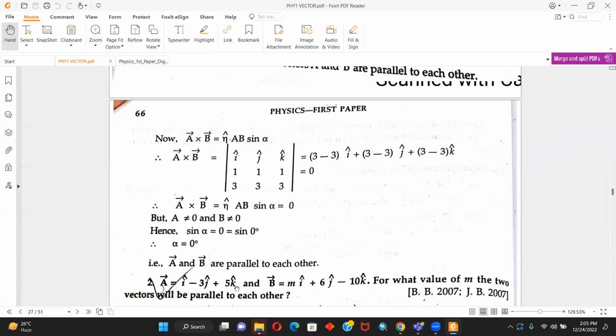So first of all, take i, j, and k. Then the coefficients will be 1, minus 3, and 5, and then m, 6, and minus 10. Very easy.